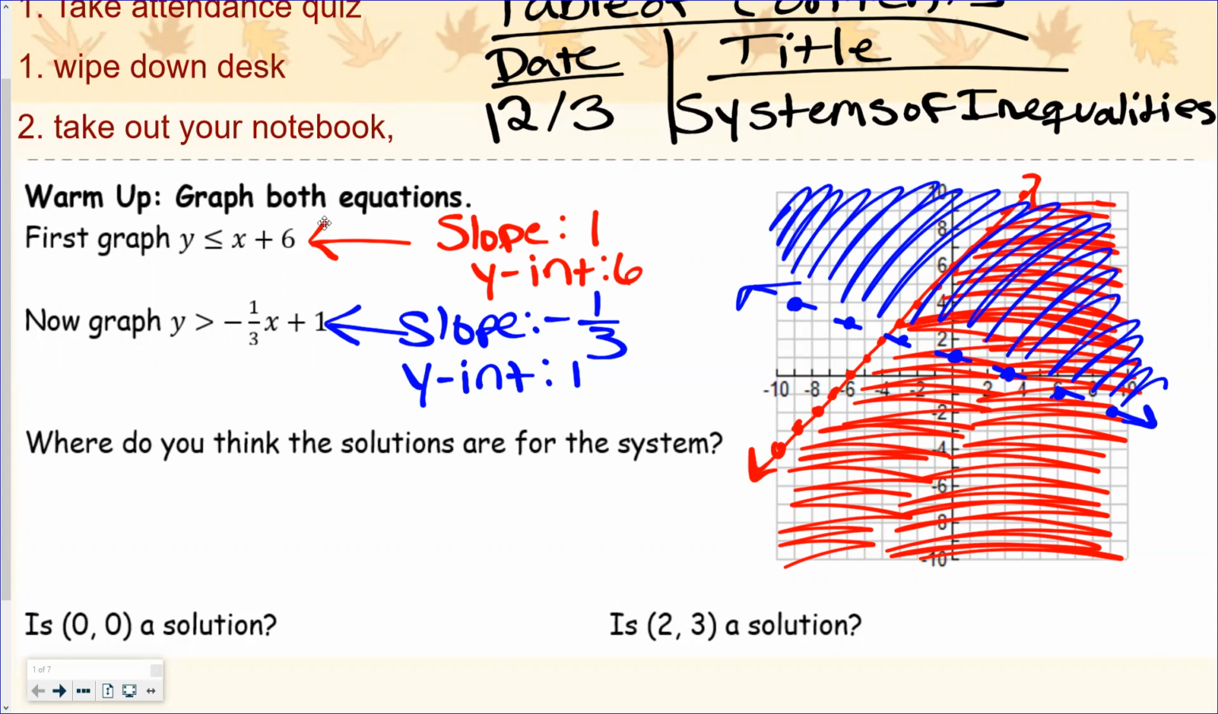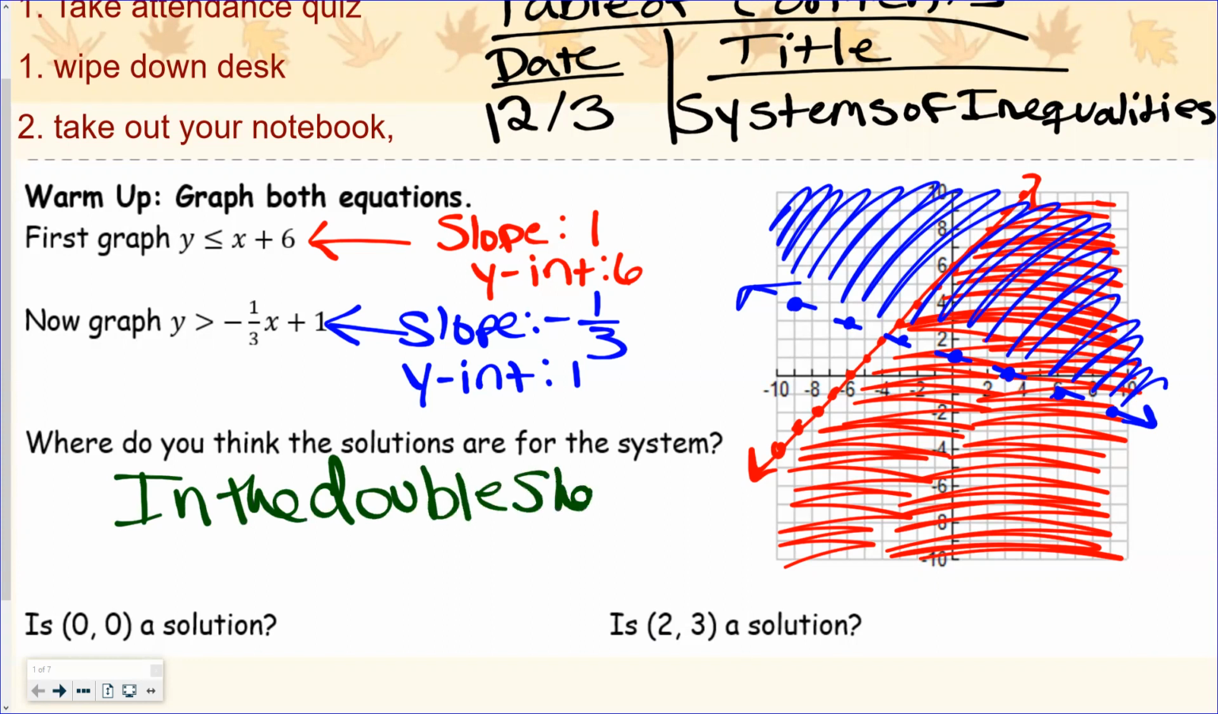It's going to have multiple colors, multiple shading, but we need to figure out where our solutions are. Because normally we'd say, well, our solutions are in the shaded area and on the solid line. So where are they in this case? Well, our solutions are going to be in the double shaded area. So this section right here would all be considered solutions.